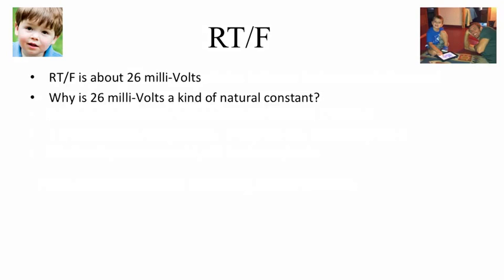Now, the absolutely amazing thing is that for whatever reason, RT over F is about 26 millivolts. So 26 millivolts is a kind of constant of nature, something like the value of the charge on the electron. And you ask yourself, why on earth is RT over F 26 millivolts rather than some other voltage? But it is. And when you look into equations and you see RT over F, in your mind you can say, that's about 26 millivolts.